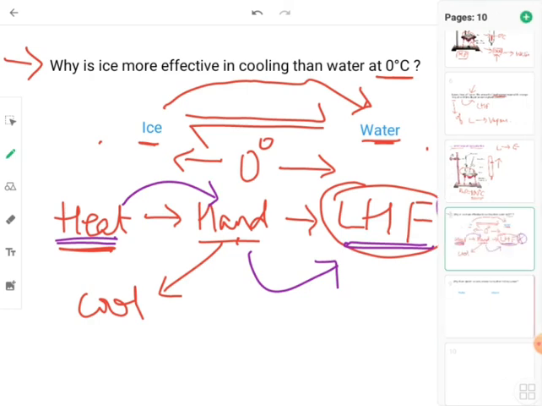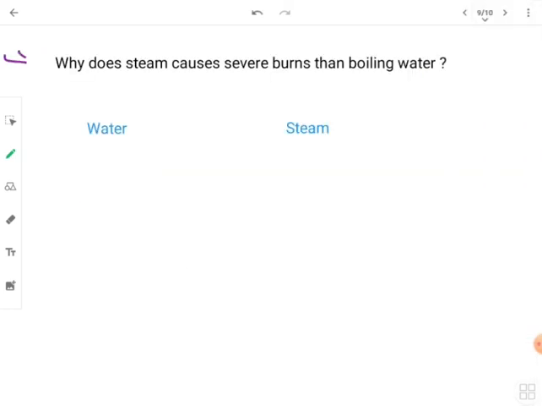Now there's one more example over here. This says, why does steam cause more severe burns than boiling water? Now if you would have understood properly the previous question, I'm sure you will be able to answer this question on your own. Now let me try to explain this. We are talking about steam and we are talking about boiling water. Again, these both are basically water only, that is H2O. But we are considering them at 100 degrees Celsius. And again at 100 degrees Celsius, we will say that both of these are coexisting with each other.